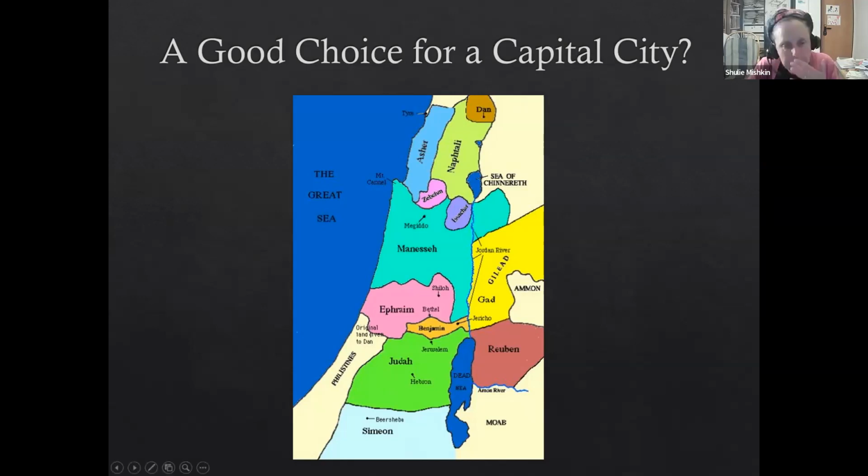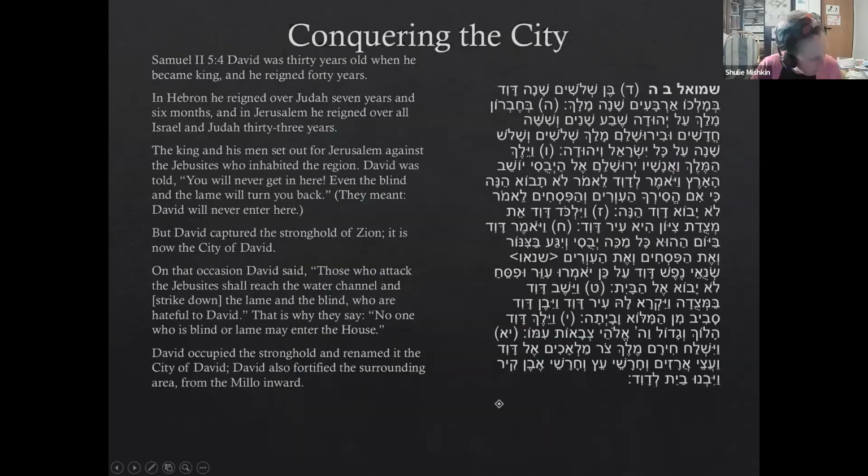So how does he do this, right? We keep mentioning this text. Let's look at this text for a minute. I'm going to read it in the English, but you also have it in the Hebrew if you want. In the beginning of the 5th chapter of the 2nd book of Samuel: David was 30 years old when he became king, and he reigned for 40 years. We have this very nice division here helping us to understand his kingship. In Hebron, and this is the verse that I was telling you before, he reigned over Judah 7 years and 6 months. And in Jerusalem, he reigned over all Israel and Judah for 33 years. This is the uniting capital.